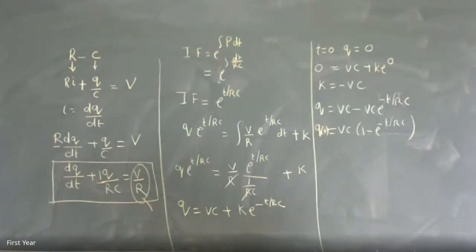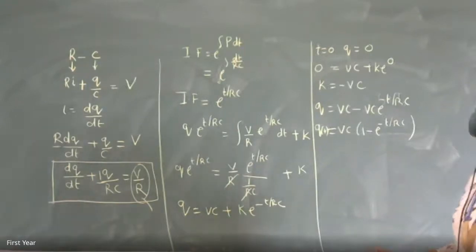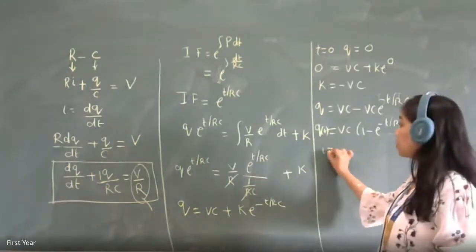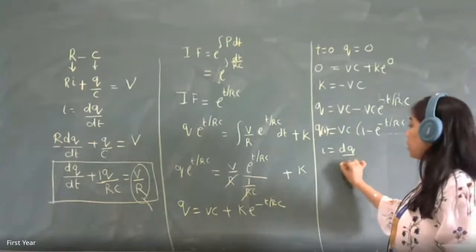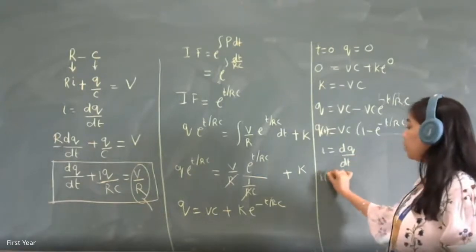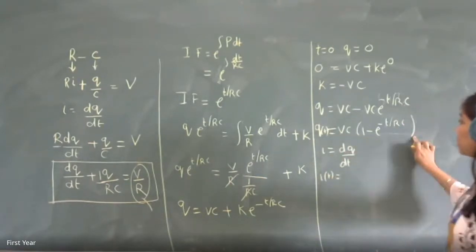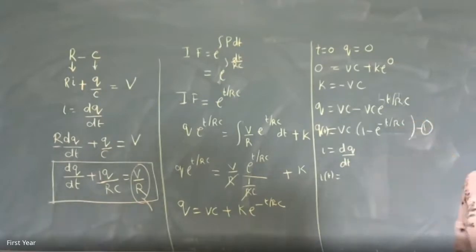Now what is the second part which is asked? Find the current flowing through the circuit at any time t, is also asked. Okay, so what is current? I is equal to dq by dt. So I of t will be the derivative of this equation, we can call it equation 1, derivative of equation 1 with respect to t.